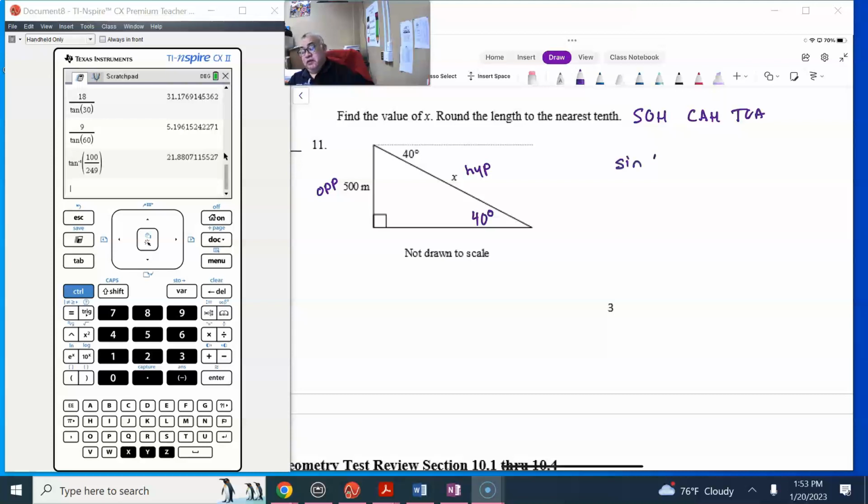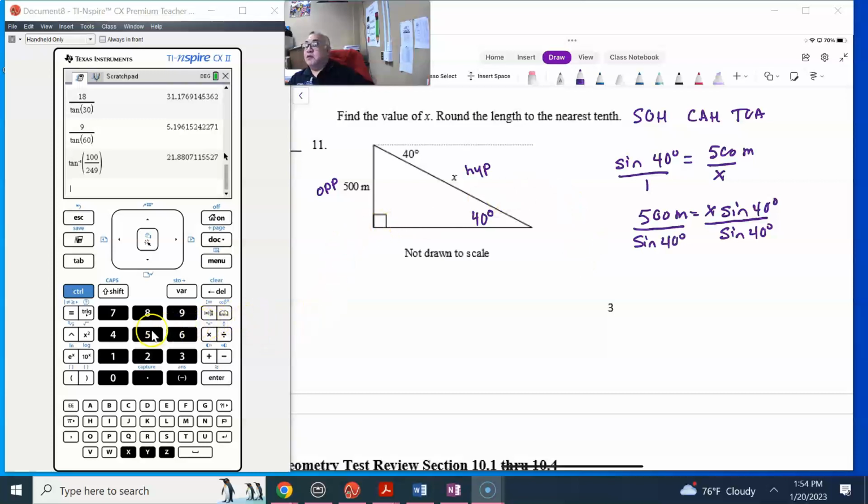So we have the sine of 40 degrees is equal to the opposite, which is 500, over x. And I know it's meters. Make this into a ratio, and then solve this proportion by cross-multiplying. 1 times 500 is 500 meters, and we have x times the sine of 40 degrees. Next, you divide both sides by the sine of 40. So we're going to come over to the calculator. We have 500 divided by the sine of 40, enter. And so the length of the hypotenuse to the nearest tenth is 778 meters.